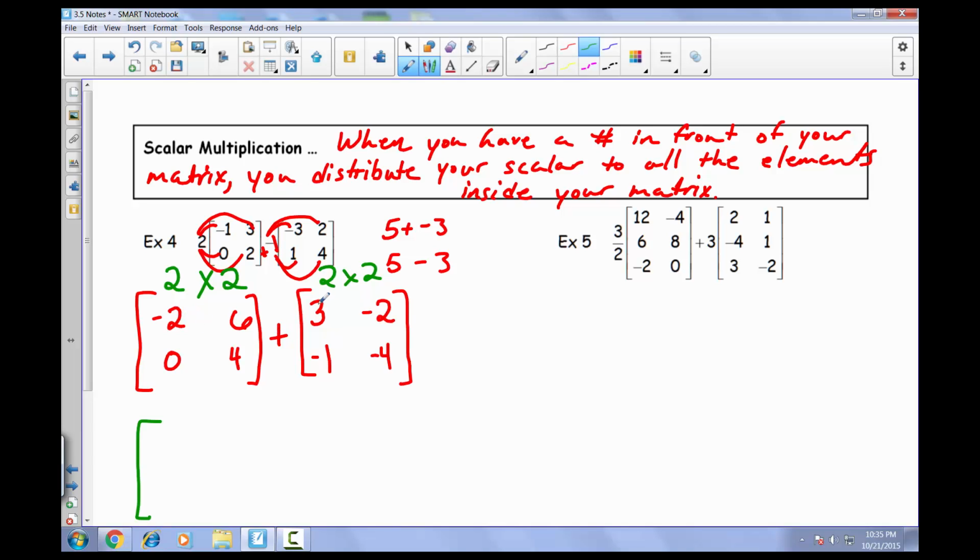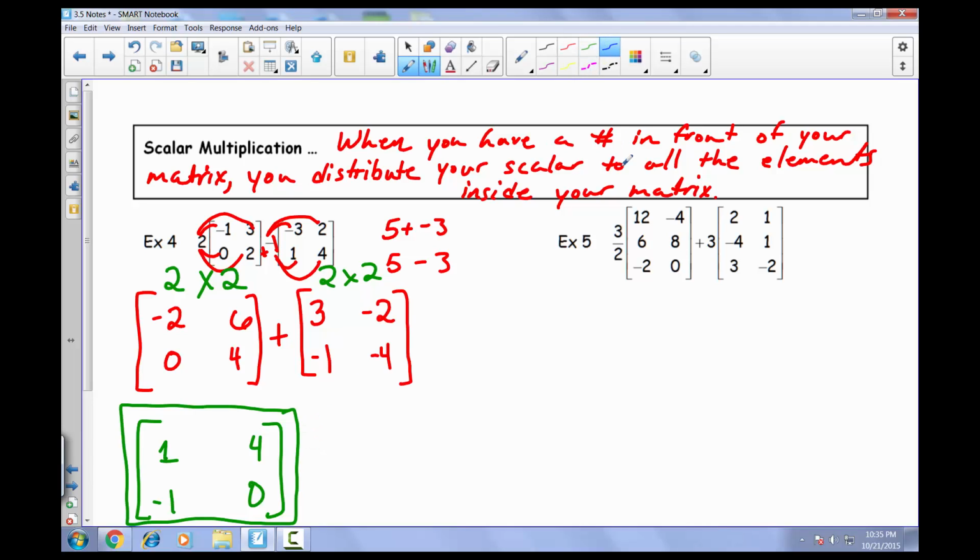So -2 plus 3 comes out to be +1. 6 plus -2 comes out to be 4. 0 plus -1 gives us -1. 4 plus -4 just comes out to be 0. So that would be our most simplified version for this matrix.